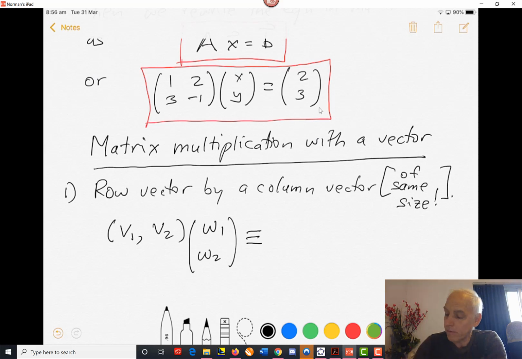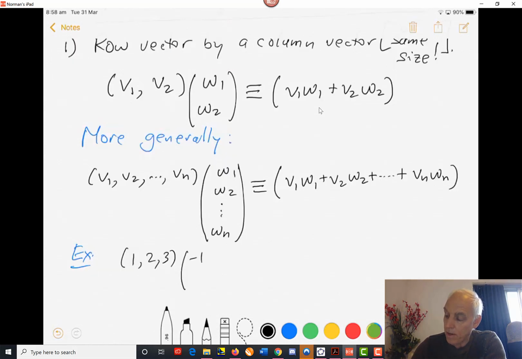Okay, so for example, if we have the vector 1, 2, 3, and we want to multiply by -1, 5, 4, well, this is going to be 1 times -1 plus 2 times 5 plus 3 times 4, which is a grand total of minus 1 plus 10 is 9, plus 12 is 21. And so we'll put it in a bracket.